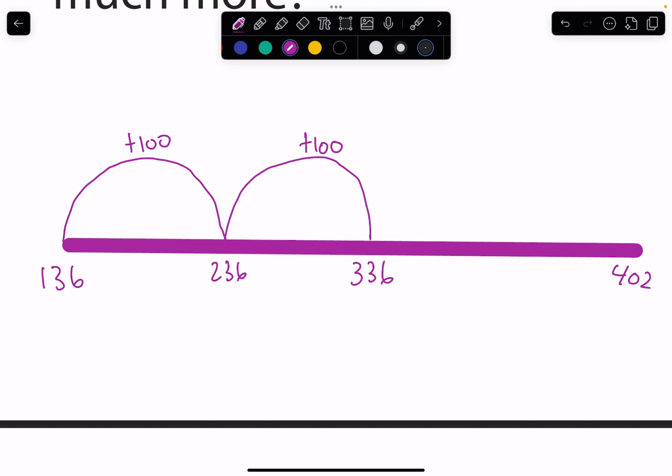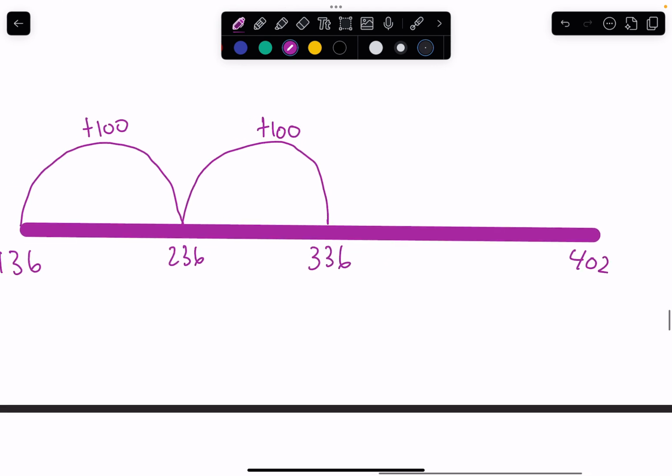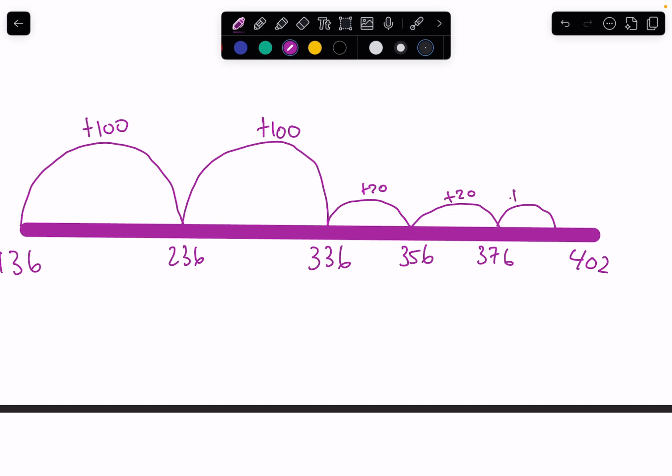336, plus another 100 would not work. So what could we do here? We could add tens, but I think we're close enough to fourth grade where we can add by 20s now. 336, 356, 376, 396. We're getting close. I'm not sure we can add another 20.